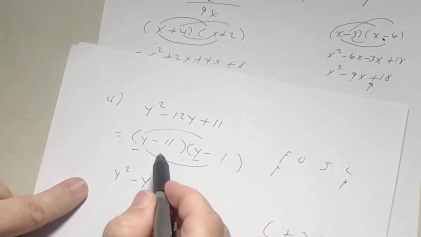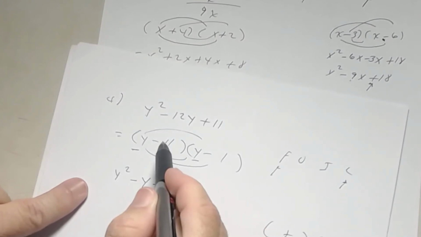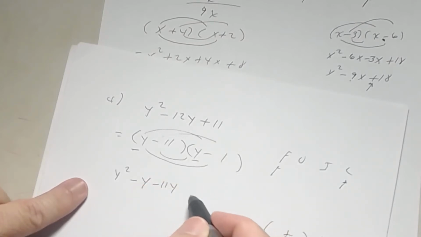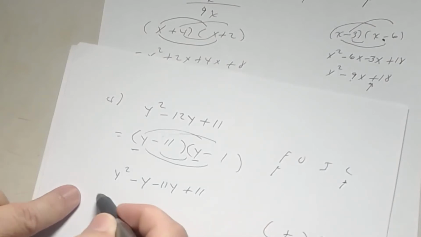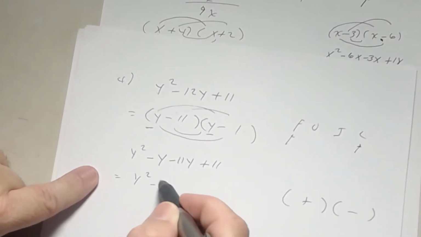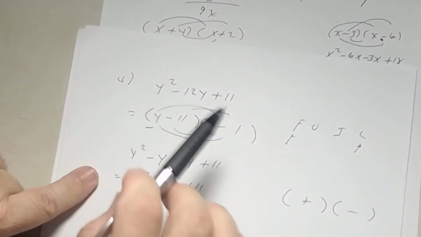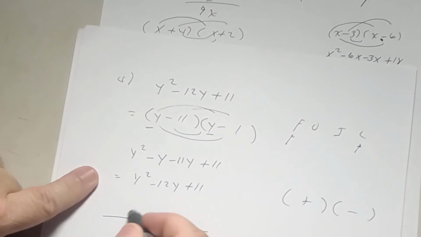Negative y. What's the inner? 11y, negative 11y. And the last, what's negative 11 times negative 1? Positive 11. When I add them up, what do I get? y squared minus 12y plus 11. Is that what I wanted? Yeah. So in the blank, what are you going to put? y minus 11 and y minus 1.